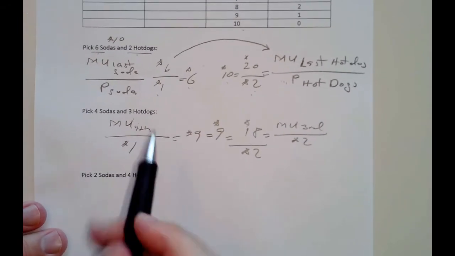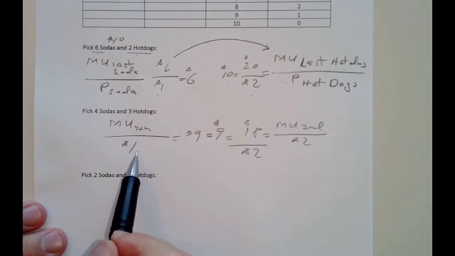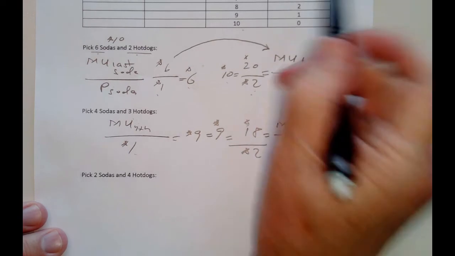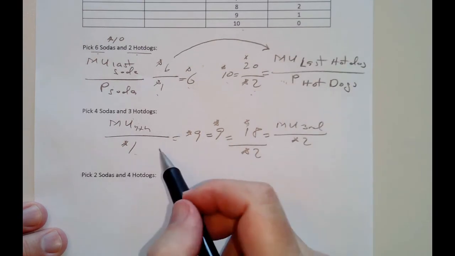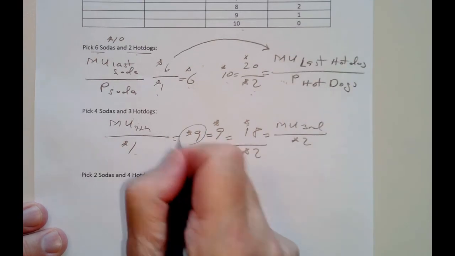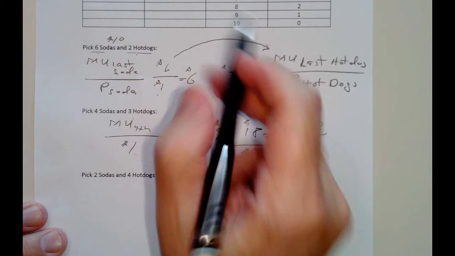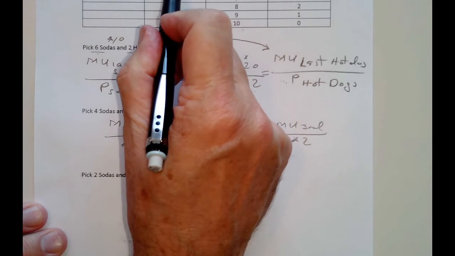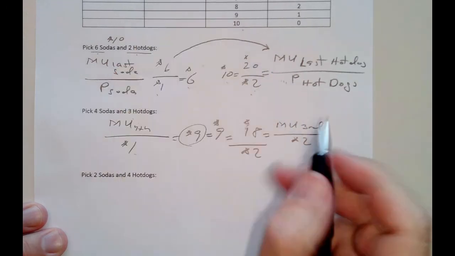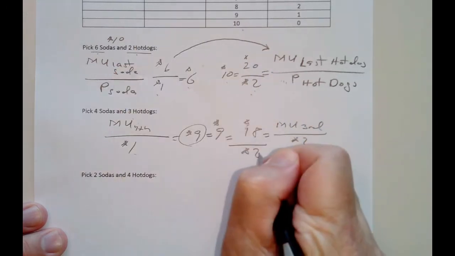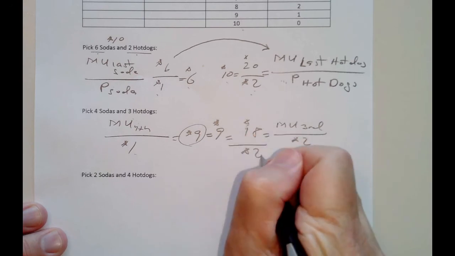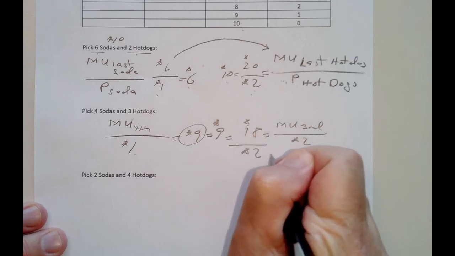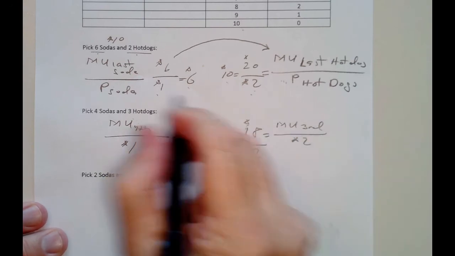So marginal utility of the fourth soda divided by its price, the fourth soda again is 9. 9 divided by 1 gives me 9. And then I'm buying 3 hot dogs. The third one has a return of $18 for that hot dog. 18 over 2 means I'm getting $9 of return for each of those $2 I'm spending on that third hot dog. This is my best combination.